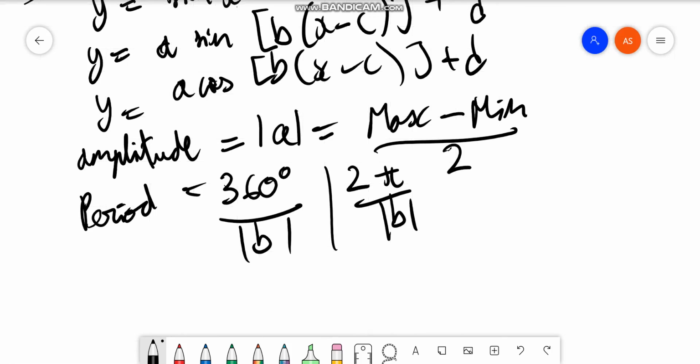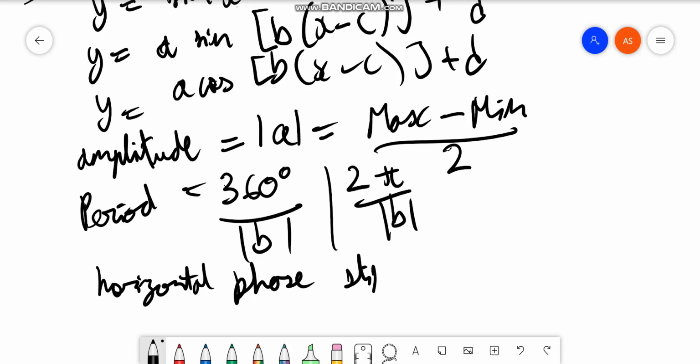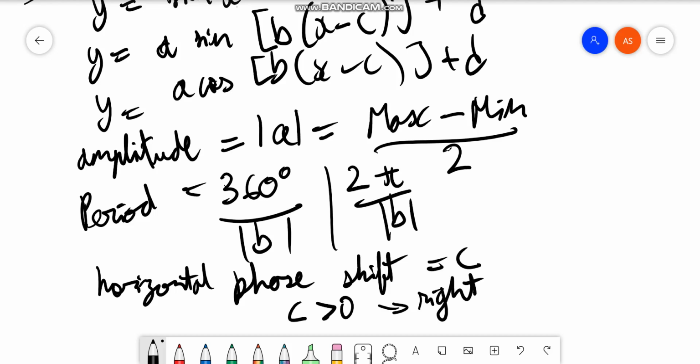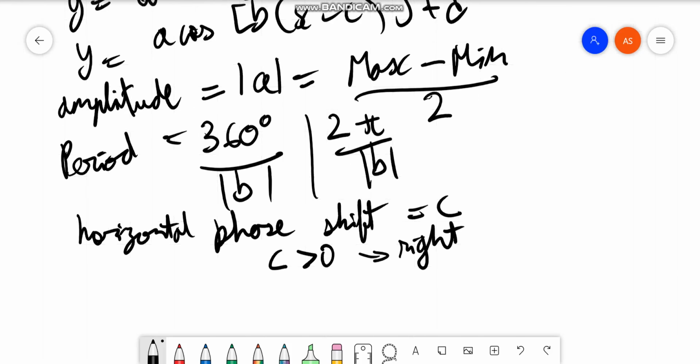And the horizontal phase shift is c. So if c is greater than 0, then it means the graph has been shifted to the right. If c is less than 0, then the graph has been shifted left.